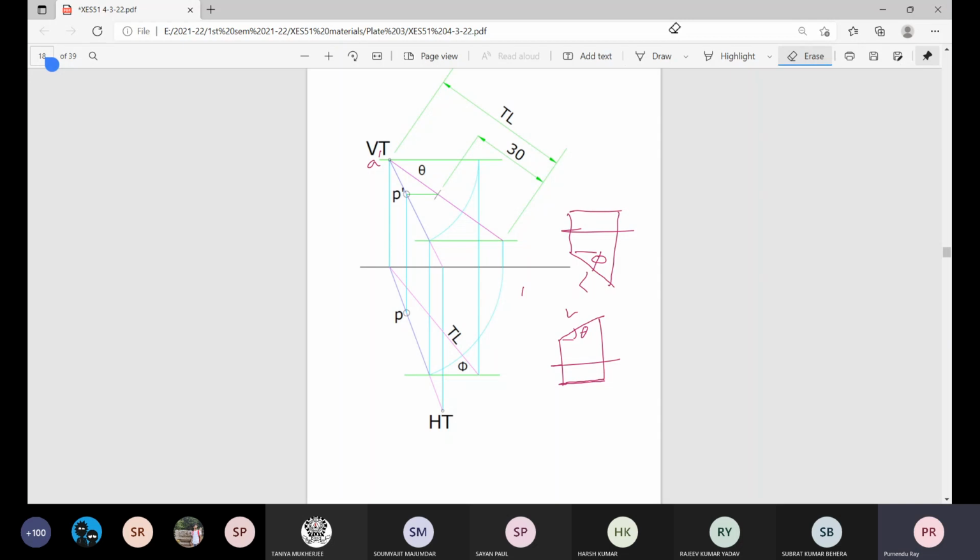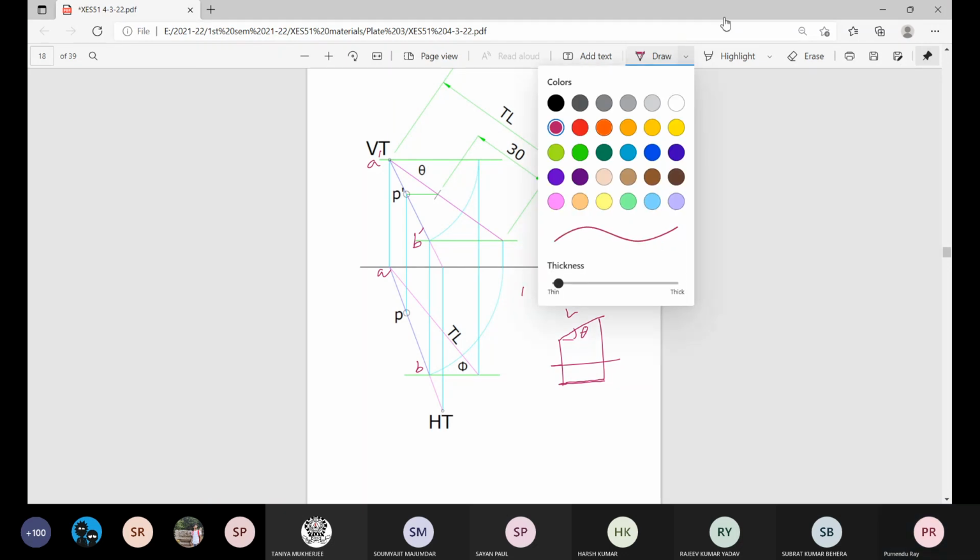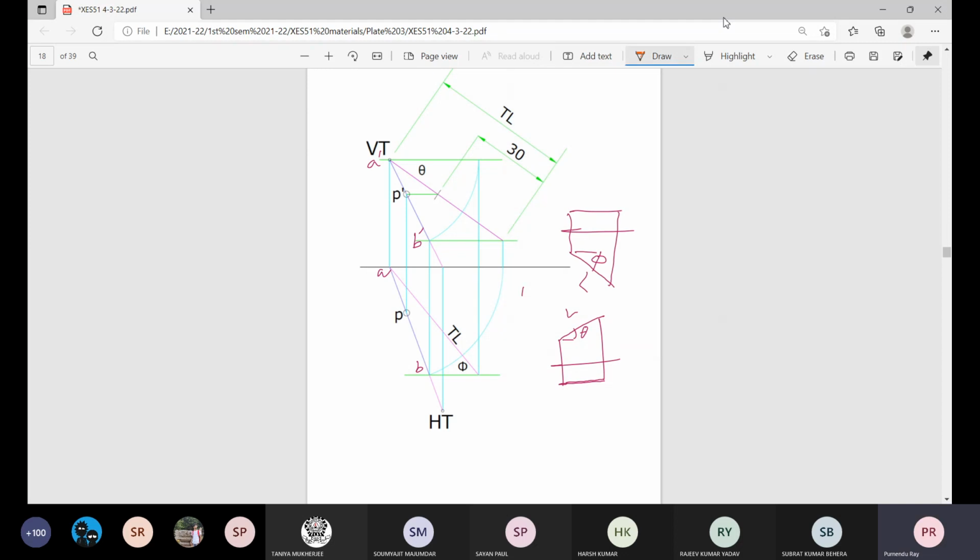So make this plane elevation parallel to GL. This was the original elevation. So make this elevation line parallel to GL by simply rotating along this circular arc. It means that length is maintained. So naturally B will be traveling horizontally.